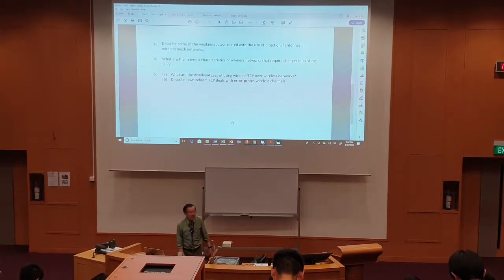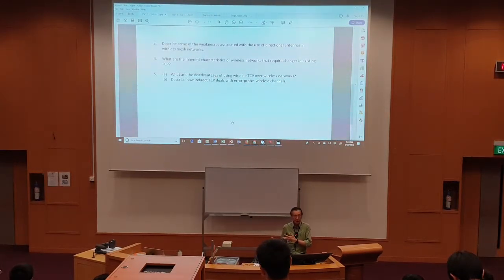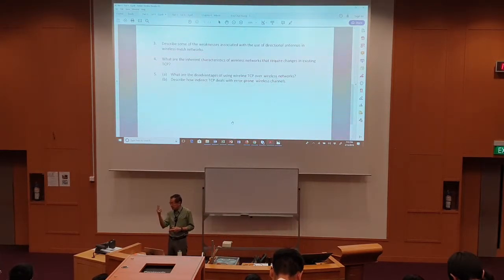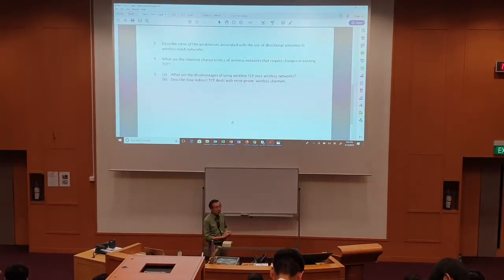Okay, so the disadvantage is this, because TCP was designed for wired networks, packet losses are generally due to congestion, not due to link quality. So it has a much more aggressive way to deal with congestion when it sees packet loss. When does a sender know that there is a packet loss? When he sees double acknowledgements, right? And so what does he do? He reduces his congestion window down to 1.